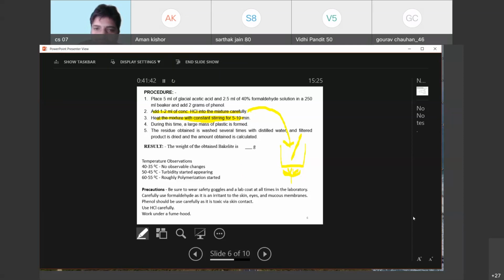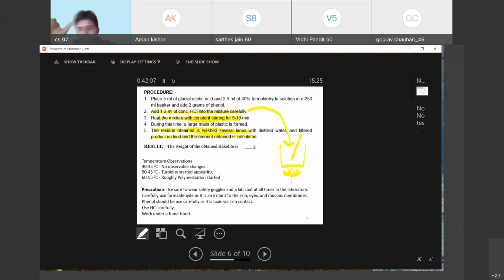Okay, and after 10 minutes, you will take out that material and wash that material several times with water to remove the formaldehyde, left formaldehyde, to remove the acid or other impurities. Okay, simply that you have to do.